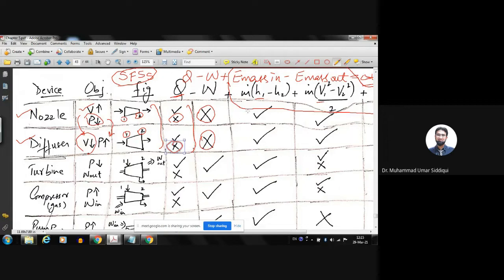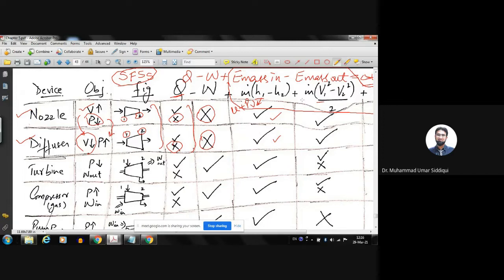Now let's talk about change in enthalpies. When we are saying that the pressure is going to reduce or increase, what is enthalpy? Enthalpy is basically a combination of internal energy plus PV, so enthalpy is U plus PV. When we say that the pressure is going to decrease or increase, definitely enthalpy is going to change. So this term will be there for the case of nozzle and diffuser.